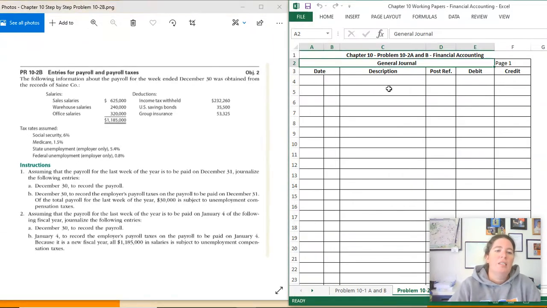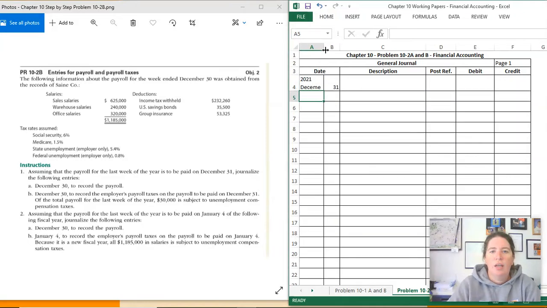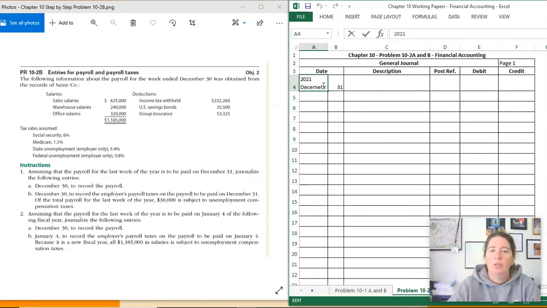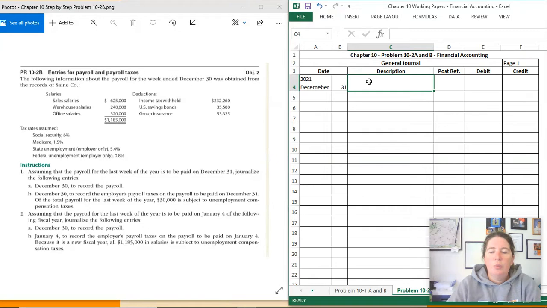So it tells us A, December 30th, record the payroll. We know that our date, does it give us a year? It doesn't. So we're going to use the current year, and it's December 31st. Little Excel tip: if you can't see what you type, just click and drag until you make your cells big enough. And I apparently spelled the word December wrong. There we go. So December 31st of 2021, and we want to record our payroll taxes.